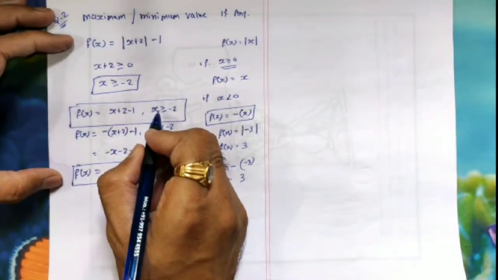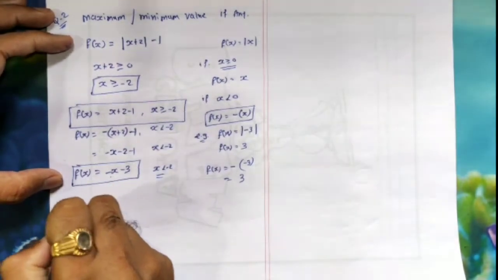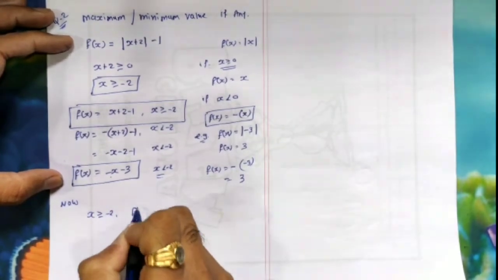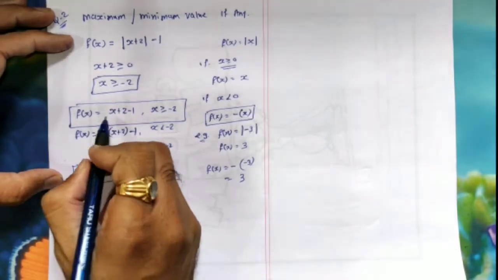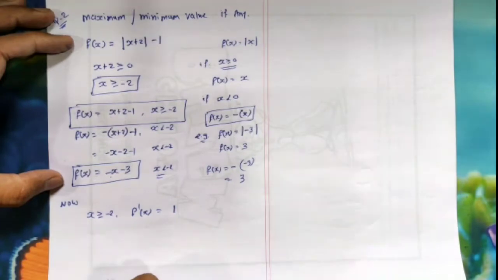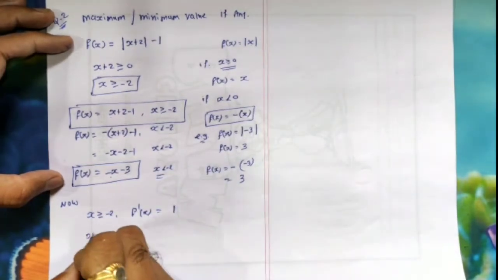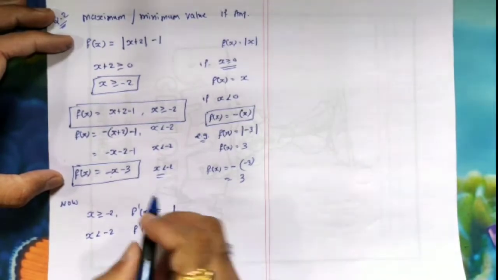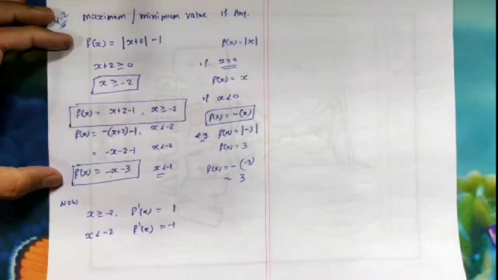So we can say that when x is greater than or equal to minus 2, our f dash x will be 1, since the function is x plus 1. And for x less than minus 2, our f dash x will be minus 1.